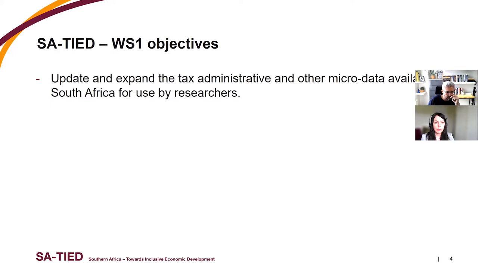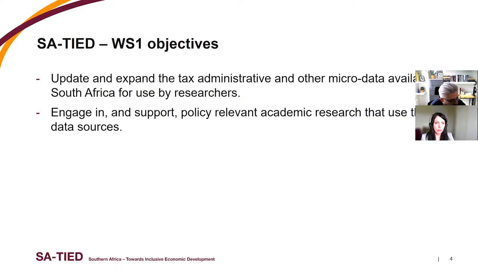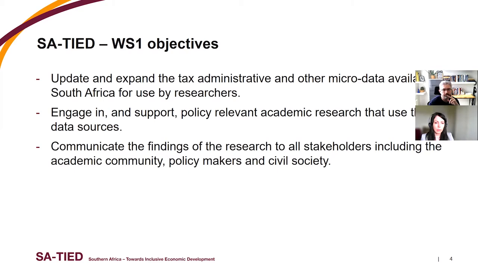Moreover, we try to engage and support policy relevant academic research using these data sources. So basically we go back and forth with researchers providing inputs to what is going on. Moreover, we are also communicating the findings of the research to all stakeholders, including the academic community via publications, but also presentations at conferences, but also to policymakers and civil society.